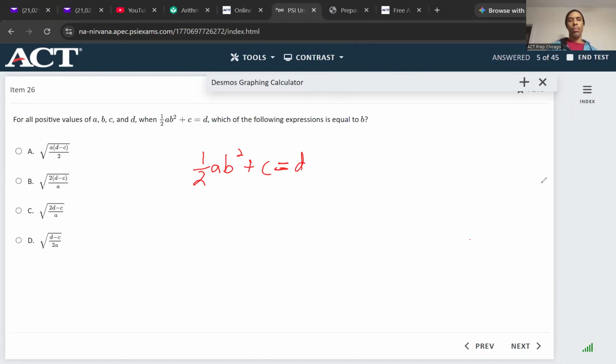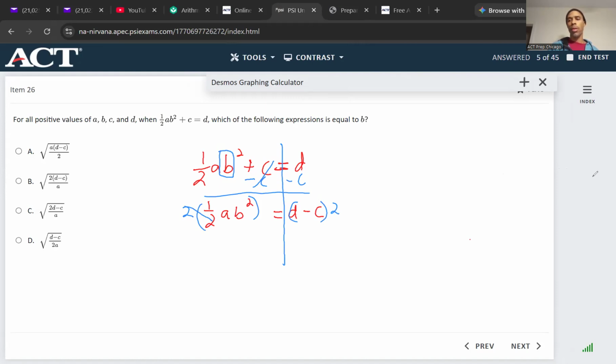So how do we get B by itself is essentially what we're trying to do. First, we get rid of what's farthest away from B, which is the C. So we're going to subtract C from both sides. Now we get 1/2 AB squared is equal to D minus C. We want to multiply both sides by 2. That's 2 times 1/2 cancels. We do one side, we do to the other.